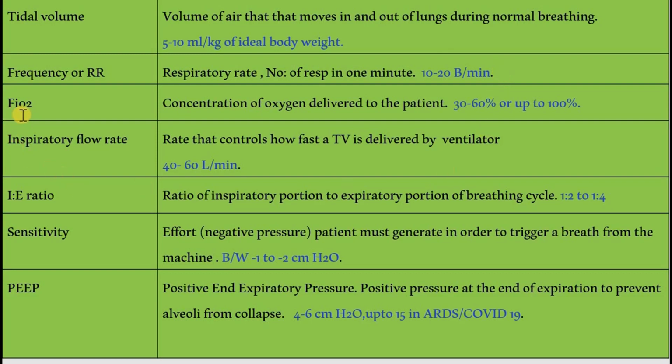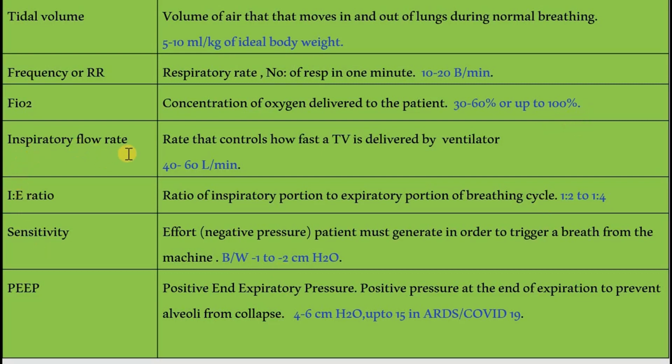Third is FiO2. FiO2 is fraction of inspired oxygen. This is the percentage or concentration of the oxygen given to the patient. Immediately after intubation, FiO2 is set anywhere from 30 to 60%. At times, if the patient was on higher FiO2 prior to intubation, the patient may need FiO2 up to 100%. Example, the patient was on BiPAP and was receiving 100% FiO2. Immediately after intubation, FiO2 is set at 100% and gradually it's weaned down depending upon the patient's ABG and PaO2.